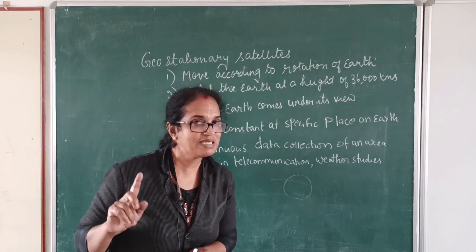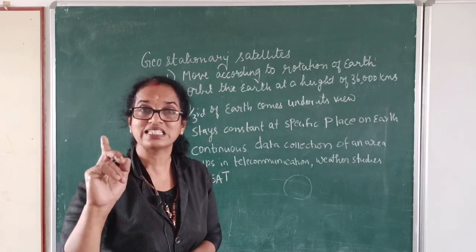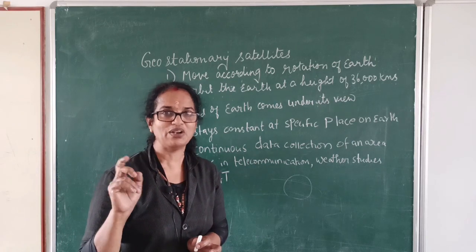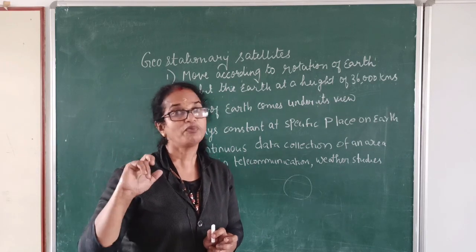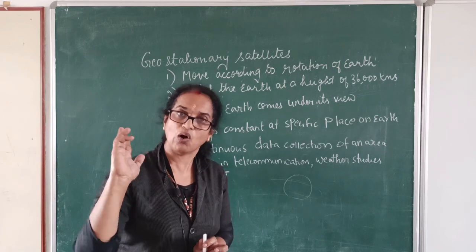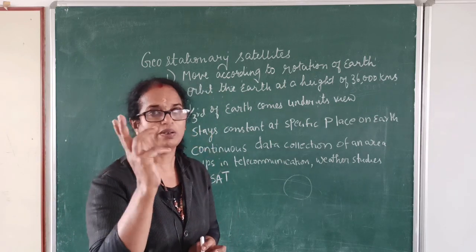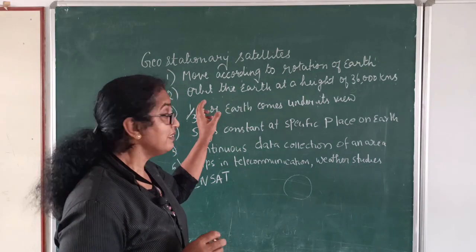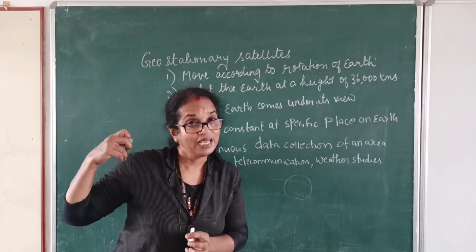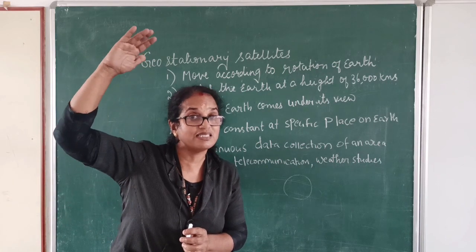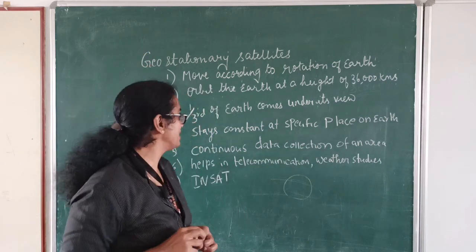Now how does it rotate? It rotates according to the rotation of the earth, from west to east, as you already know. According to the rotation of the earth, it will be rotating. And it orbits the earth at a height of almost 36,000 kilometers from the earth.